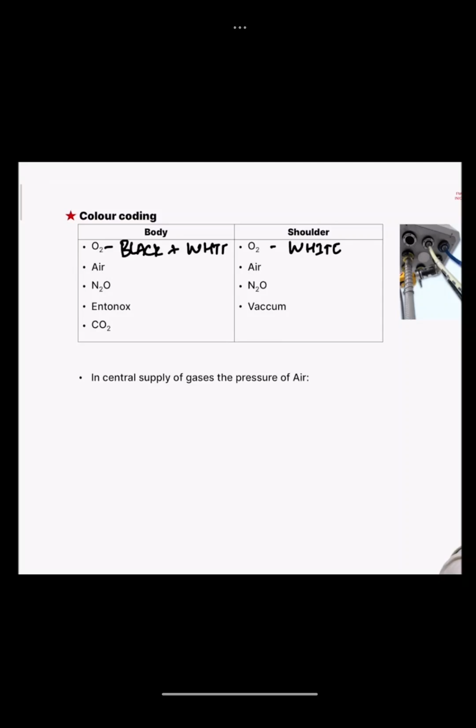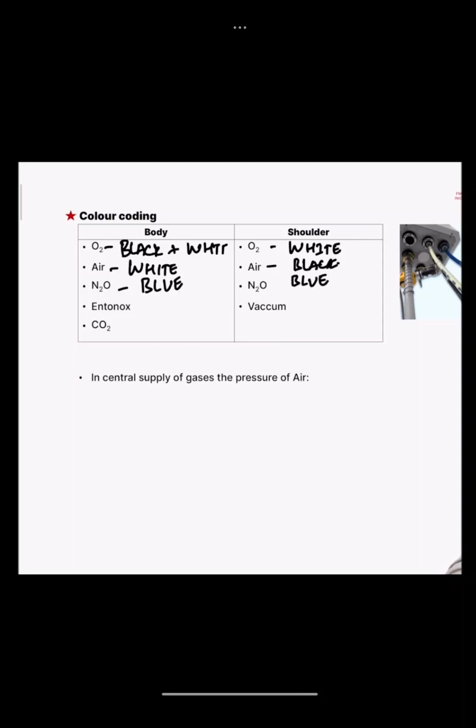Black body and white shoulders. Okay? Air. What is the cylinder color of air, guys? It is the opposite of oxygen, that is white body and black shoulders. In some countries we are using gray color cylinders for air. Next, nitrous. Nitrous is completely blue, blue body, blue shoulders.